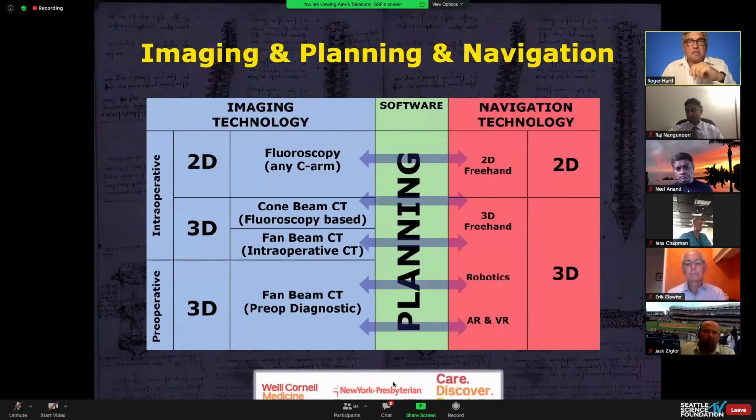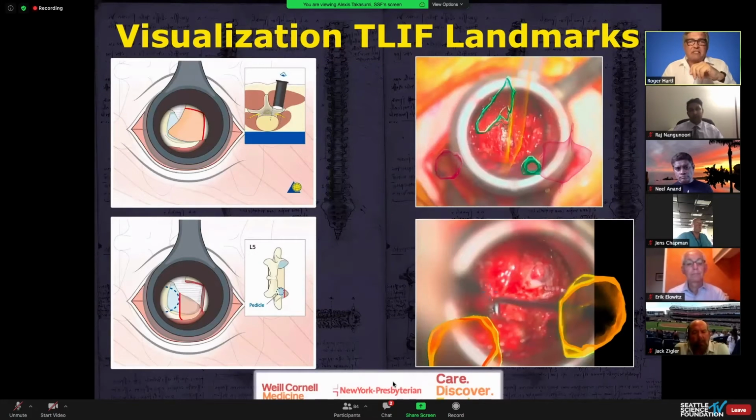I'm not going to go into this, but basically in terms of navigation, just for what we're working on right now at Cornell is to use augmented reality, for example, for MIS T-lift surgery. So you're all familiar with using loupes for augmented reality.